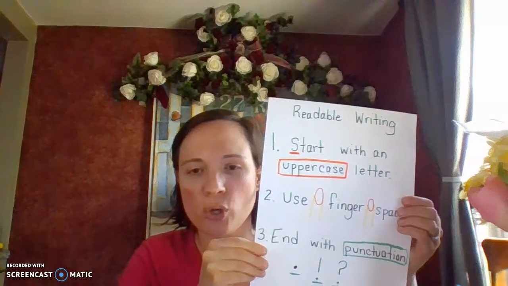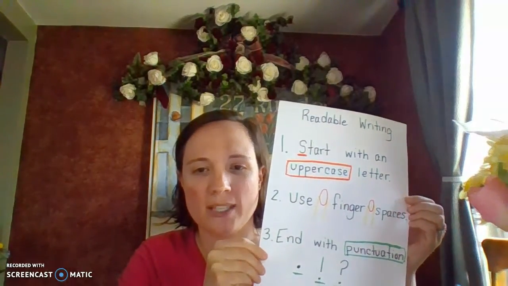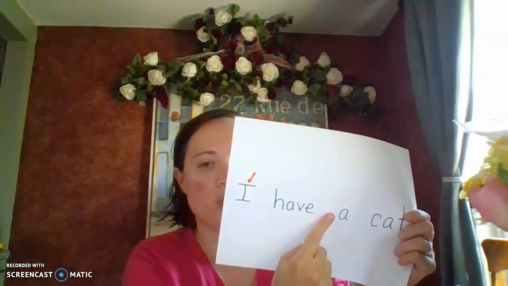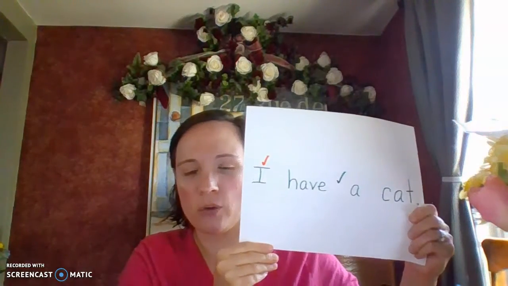Now I'm going to go back and check my anchor chart. Number two, use finger spaces. So in my sentence, I have a cat. There is enough space between each word. So I have that, so I'm going to put a check mark over that. Okay, so now I have spacing in between each of my words. So now I'm going to go back and look at my anchor chart to make sure I'm not missing anything.